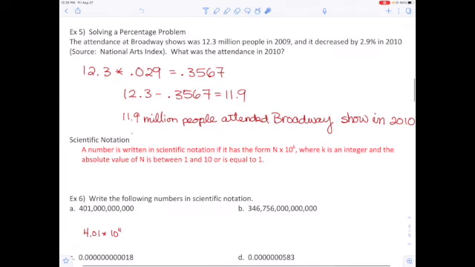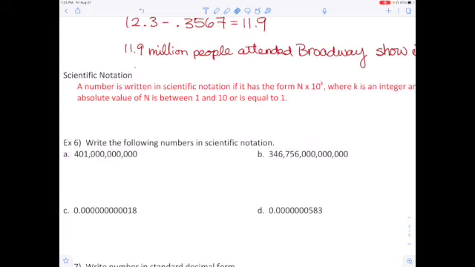Scientific notation. Scientific notation says that a number is written in scientific notation if it has the form n times 10 to the k power, where k is an integer and the absolute value of n is between 1 and 10, or equal to 1, but definitely not equal to 10. Example 6, write the following numbers in scientific notation.